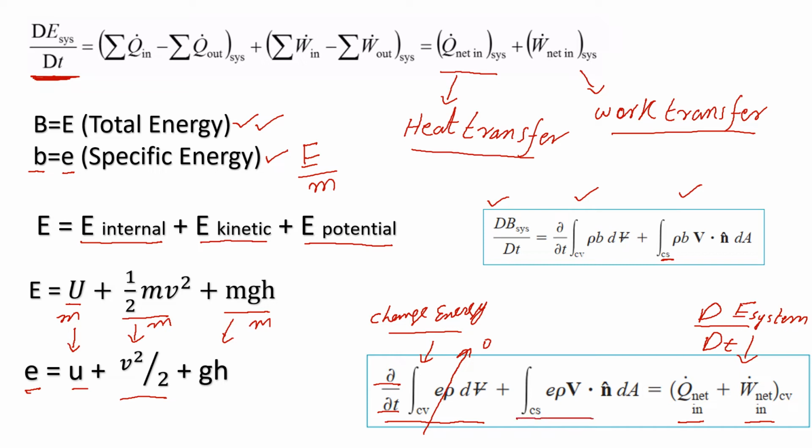Now let's look at this term. This term represents our net flow of energy in and out of our control volume through these control surfaces. So that is the net rate of flow of energy.